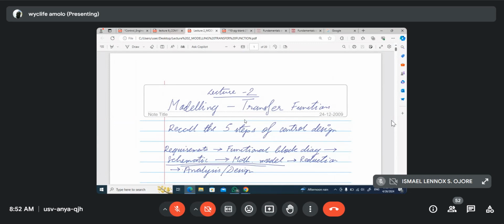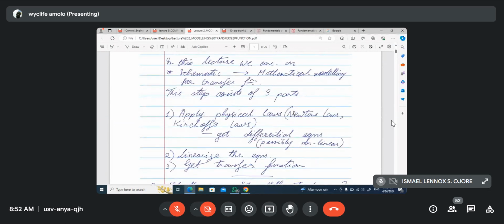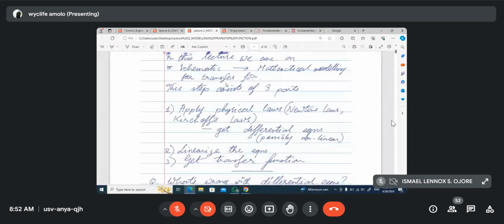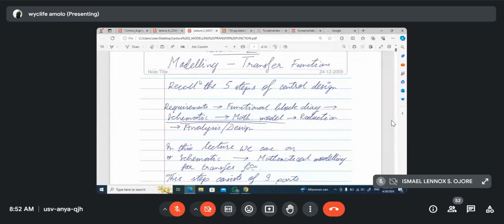I gave you some notes on lecture 2, modeling transfer function, whereby you apply the physical laws, Newton's laws, and the steps of modeling. Okay, 5 steps of control design. You look at the requirements. You draw the functional block diagram. You look at the mathematical model, reduction, then analysis of the design.